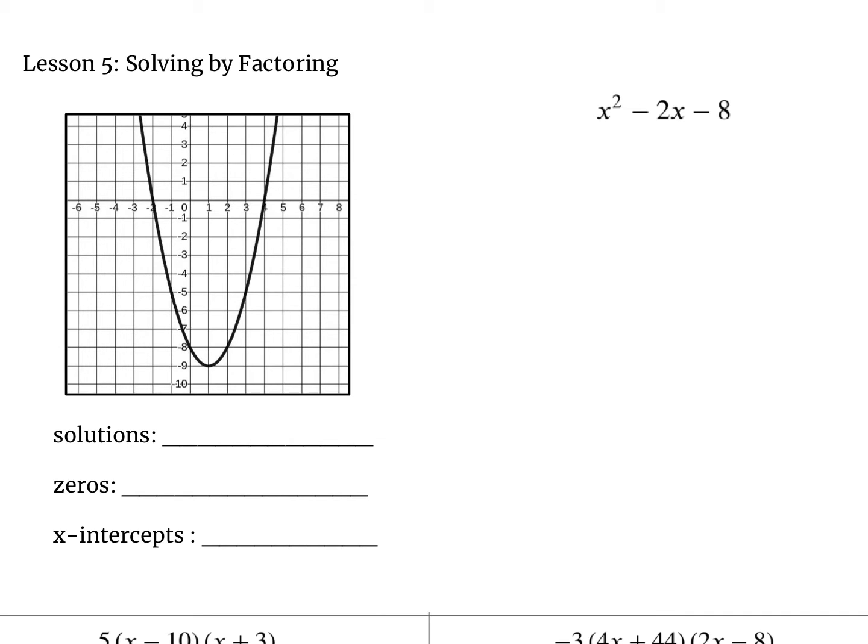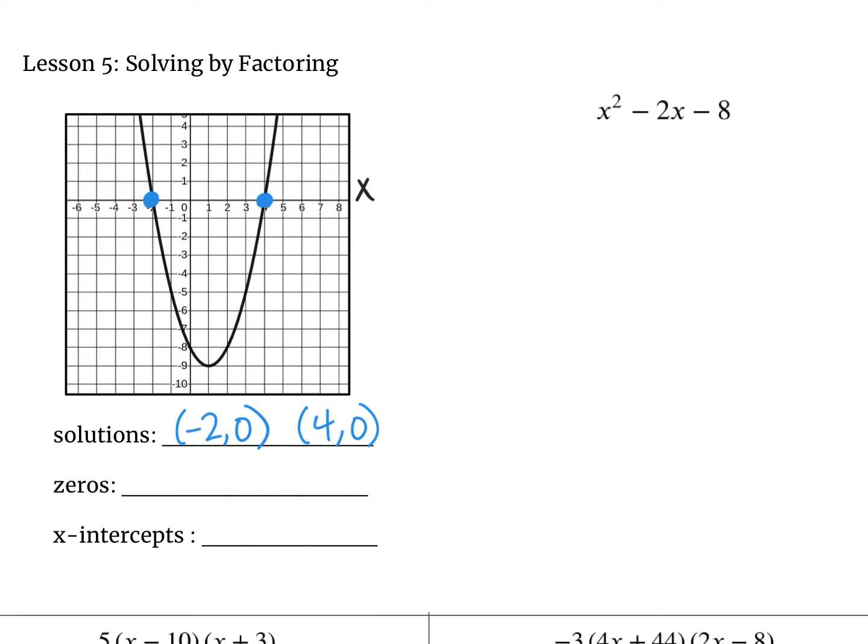Okay, so first let's look at this graph I have here. And we want to look at what the solutions are, okay? So solutions, remember, are when this quadratic function crosses the x-axis, which is right here. And so this will cross the x-axis at this point and this point, okay? So our solutions here are the coordinates -2, 0, and 4, 0. Remember, your coordinates are always x, then y.